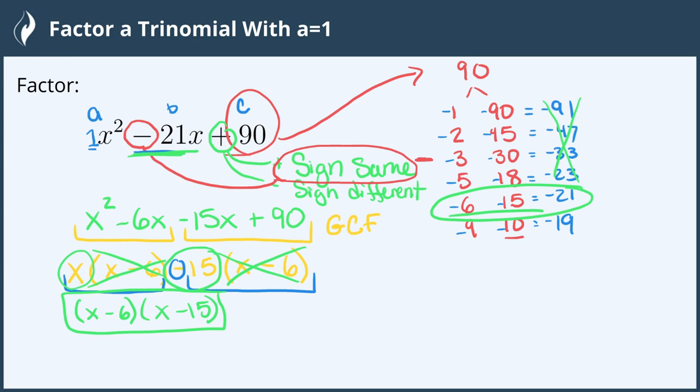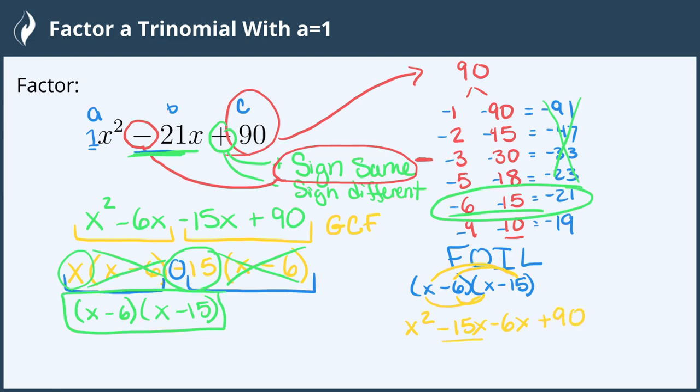We can check that this is correct by doing the FOIL method. This means that I multiply the first times the first, the outside times the outside, and the inside times the inside, and the last times the last. So we'll do x times x for the first, which gives us x squared. Outside is x times negative 15, so we get minus 15x. Inside is negative 6 times x is negative 6x. And the last times the last is negative 6 times negative 15. A negative times a negative is positive, and 6 times 15 is 90.